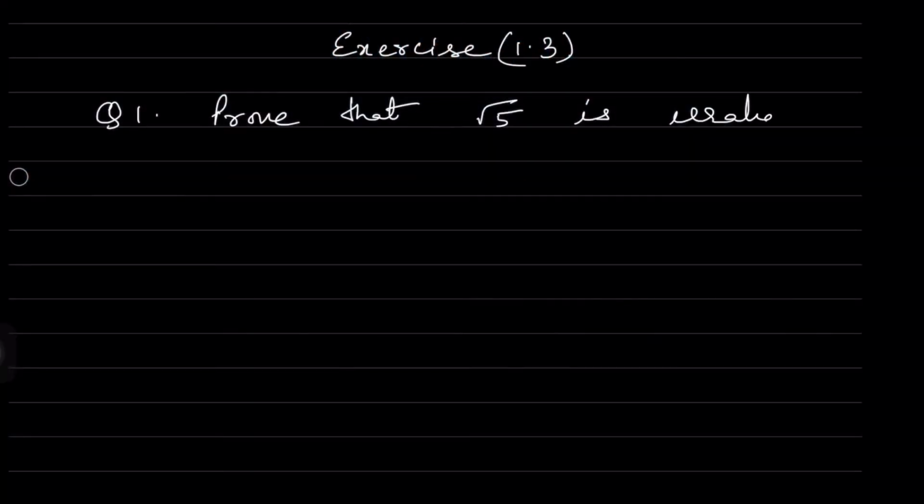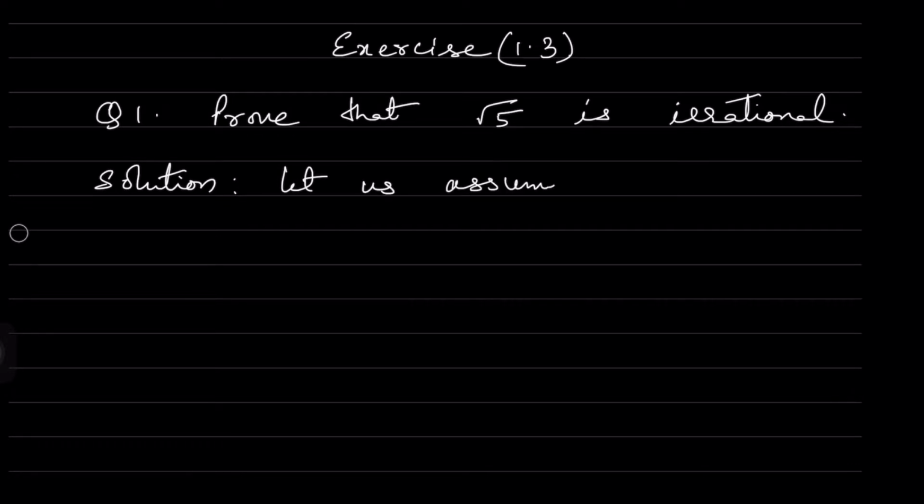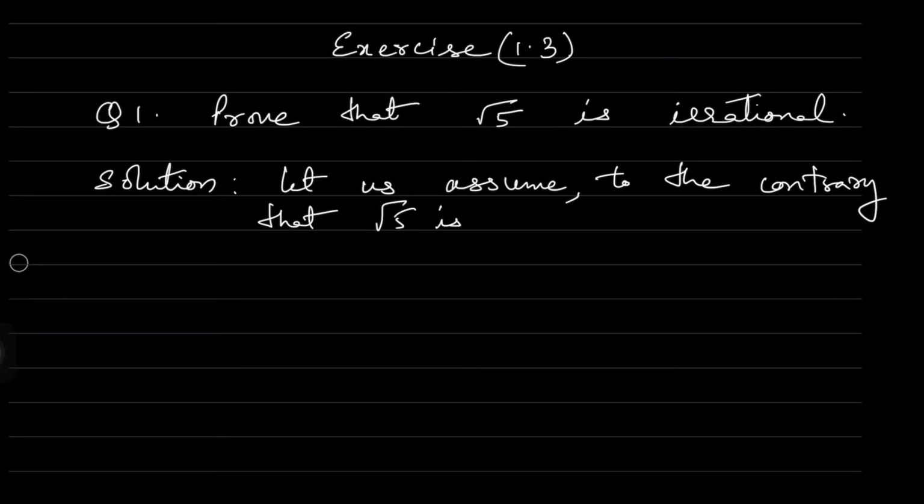Okay, exercise 1.3. We'll start off with question 1. Prove that root 5 is irrational. So, how do we do that? The solution is, let us assume to the contrary that root 5 is rational.